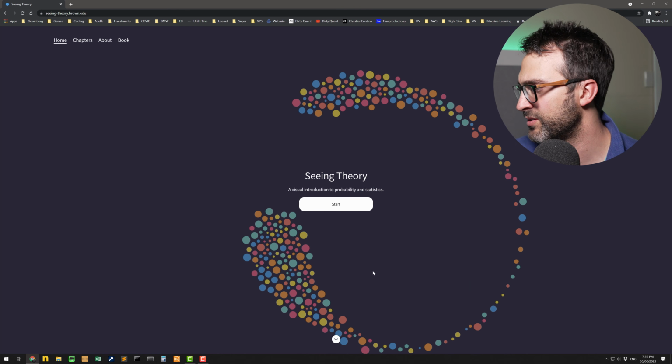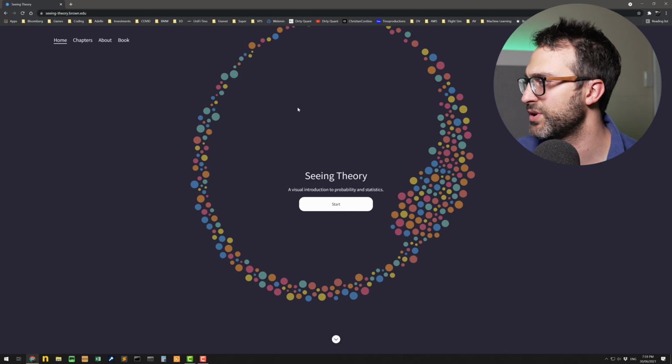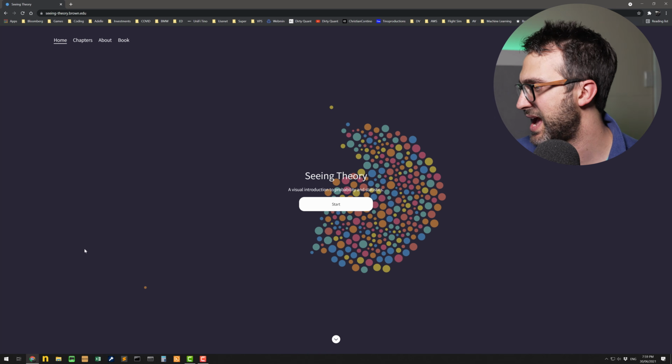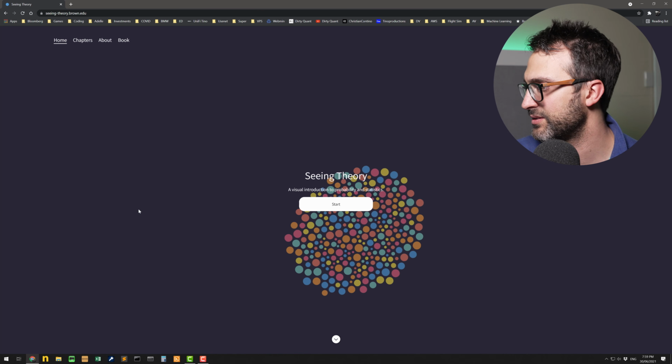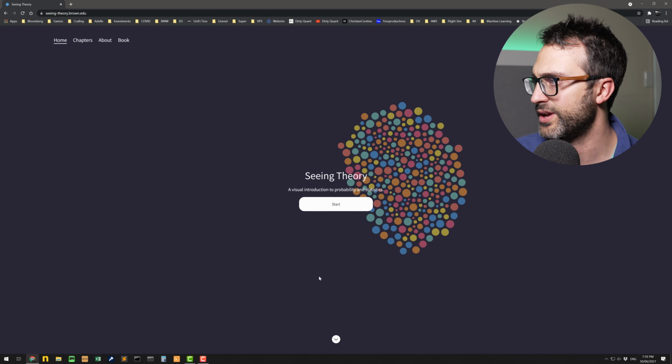I really like how these little circles behind tend to react to my mouse. I mean, that in itself, I could just play around with this. There's quite a lot going on just for that. So this is Seeing Theory. Obviously, I won't bore you with the little balls. You can play with it in your own free time.